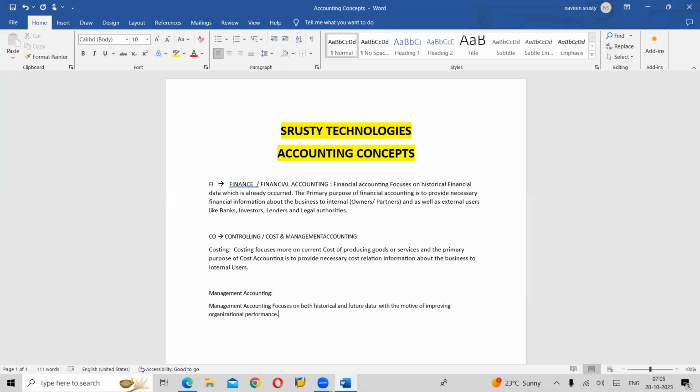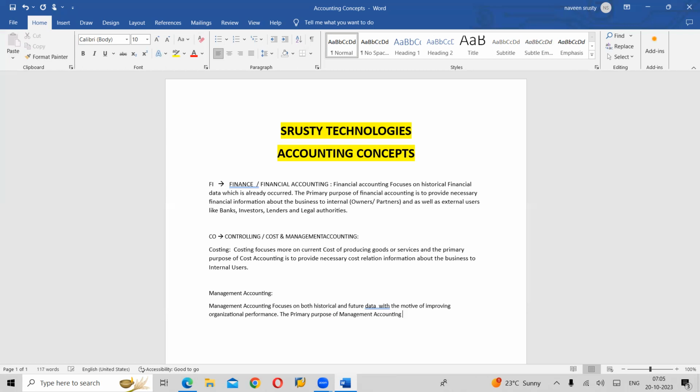Understood this. Whereas management accounting focuses more on historical and future data. Clear? So it will check cash flow, how much cash we paid, how much cash we received, and what would be the future cash we are going to pay, how much cash we are going to receive, what is the funds flow, what is the movement of funds. So historical data and future data. This is again the primary purpose of management accounting.